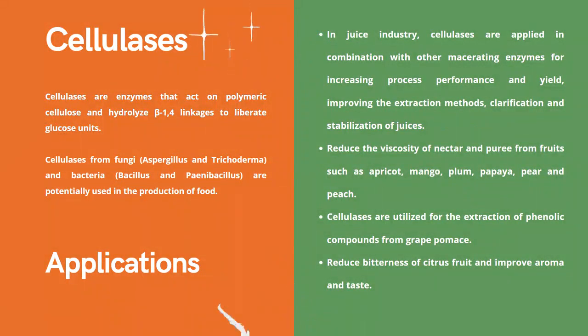Whenever you go to the market and see Real juice or Tropicana juice or Paper Boat, just pick up those packets and you will see one of these enzymes being used. It also reduces the viscosity of the nectar and puree from fruits such as apricot, plum, papaya, pear, peach. You would have seen all these flavors in the juice industry. So it reduces the viscosity of these juices.